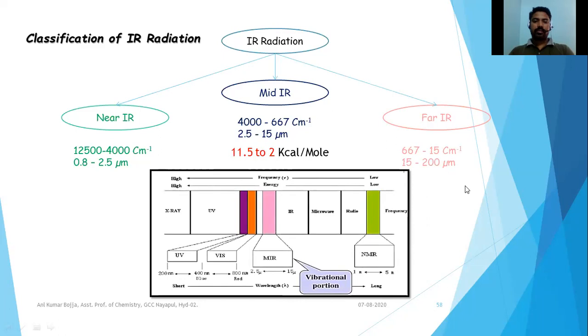We have learned about the various regions of infrared radiation. There are three regions: near IR, mid infrared region, and far infrared region. Near infrared region is highly energetic for the molecule to undergo vibrations. Mid IR region has energy of 1.5 to 2 kilocalories per mole, which is very much useful to study the vibrational changes that are happening in the molecule.